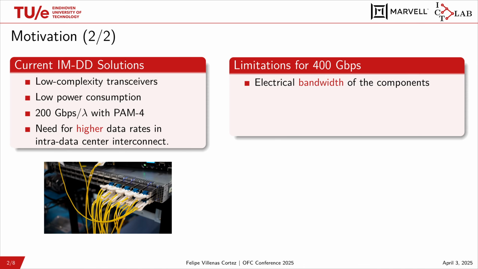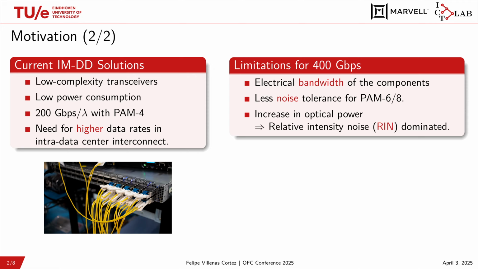So what are the main limitations for achieving 400 gigabits per second per lane? The principal one is the electrical bandwidth of the components, since if we want to double the capacity, we need to double the bandwidth, which is very challenging. So a solution for this is to increase the modulation format in order to increase the spectral efficiency. But modulation formats such as PAM6 or PAM8 have less noise tolerance due to the higher number of energy levels. In order to counter the noise, we can increase the optical power, but in our scenario, we're going to be limited by relative intensity noise, which is going to be one of the main dominant factors for achieving 400 gigabits per second.